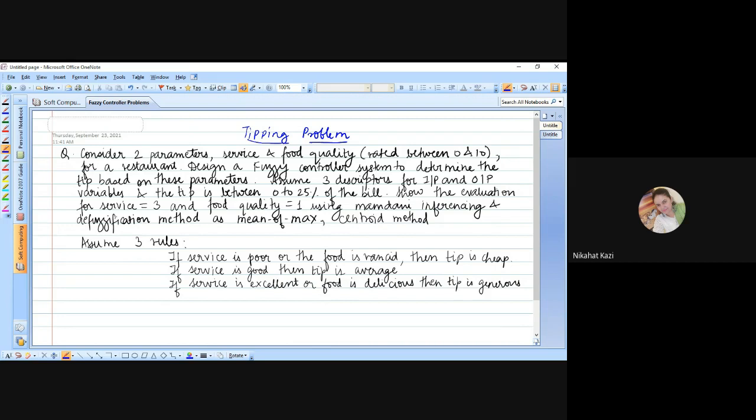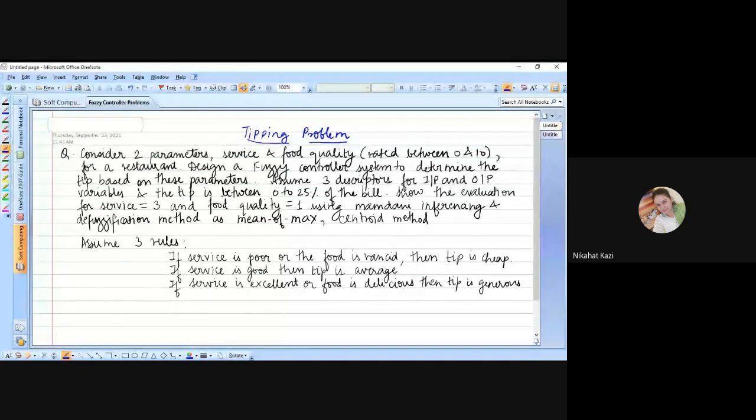So these are the input parameters, that is the service of the restaurant. So it's talking about a restaurant. Okay, and the quality of service and the quality of food. So there's a rating for this service and food quality between 0 and 10 for a restaurant. You're assuming that. And based on this rating, what should be the tip? That is the problem. You have to compute the tip based on the service and food quality.